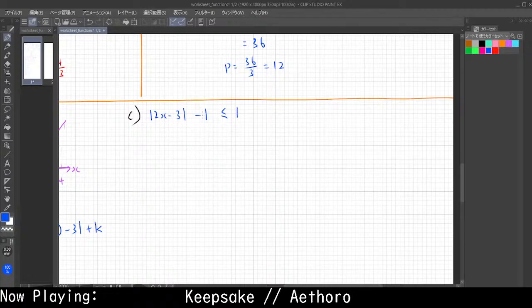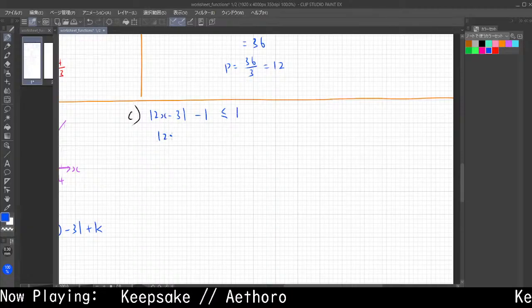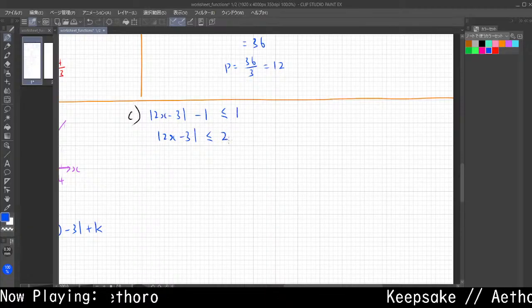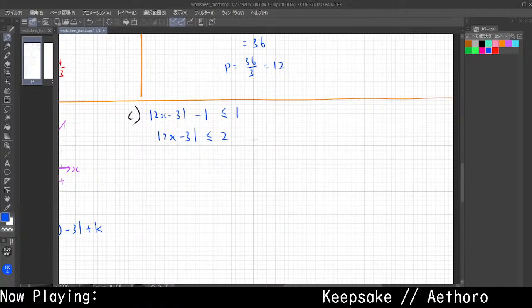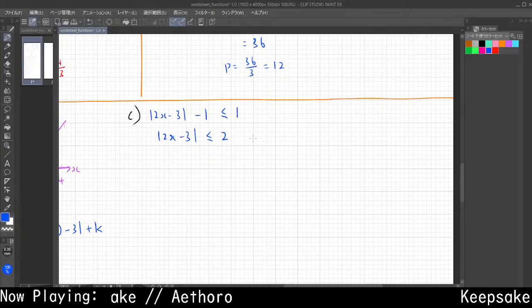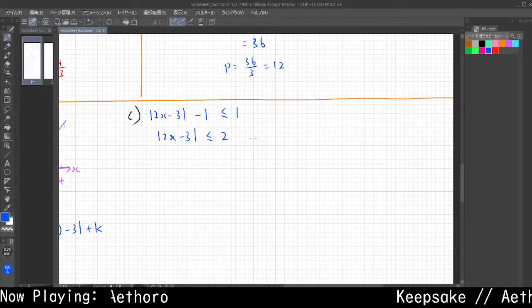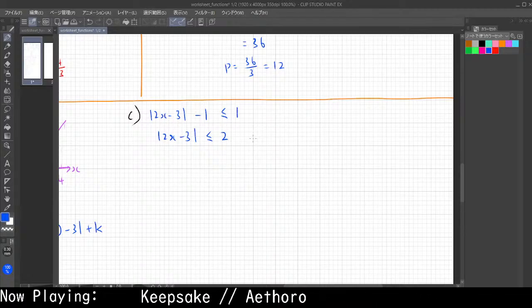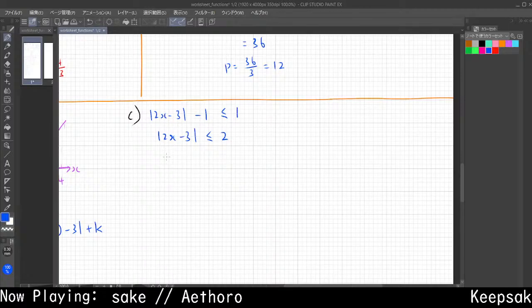Move the -1 over and it becomes +1, so the absolute value of 2x minus 3 is less than or equal to 1 plus 1, which is 2. This is an absolute value, so you have the plus or minus here. You want to split it, similar to a quadratic, but it's a bit different. You basically have two inequalities.